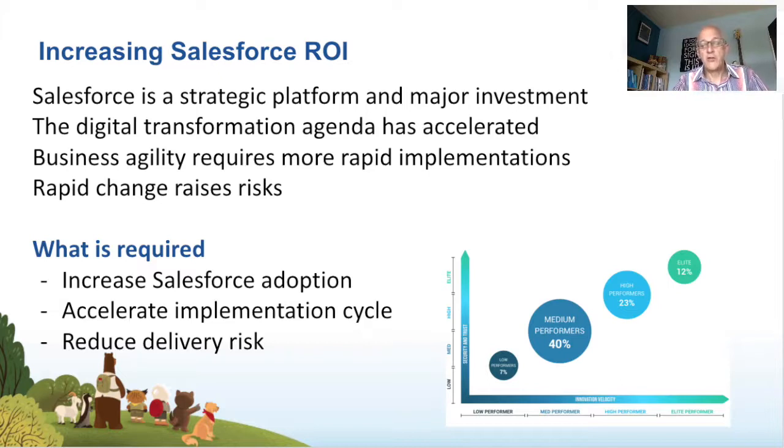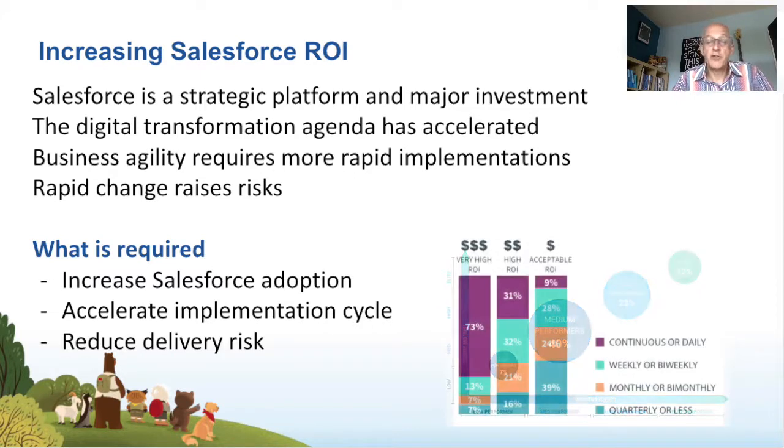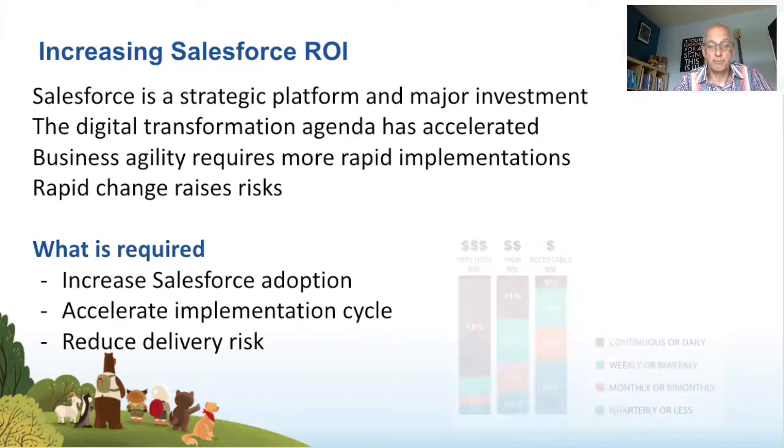Which leads us to the second point: we need to accelerate that implementation lifecycle. Copado did the State of DevOps, and it was very clear that faster implementations equals a greater return on investment. 10K Advisors did their project to program survey, and again, they found that those organizations that had a faster implementation cycle got a greater return of investment out of Salesforce. And all of that is underpinned by reducing delivery risk. Yes, we want to accelerate that implementation lifecycle, but we need to make sure that we don't break the org, we don't break the trust of our end users, so that we can actually drive faster implementations.